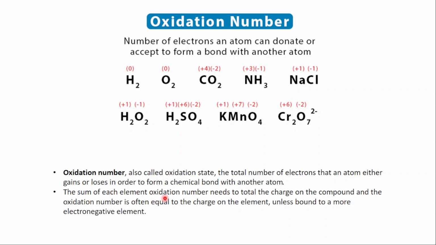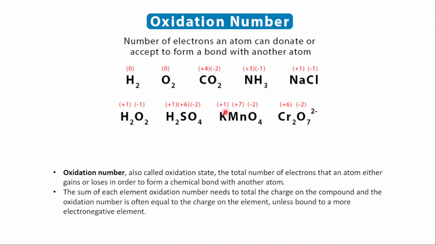The sum of each element's oxidation number needs to total the charge on the compound, and the oxidation number is often equal to the charge on the element unless bound to a more electronegative element. Suppose you take for an example KMnO4. K, potassium, is +1, Mn is +7, and O is -2, and there are four atoms of O. So the total charge on the molecule is 0 because this is an uncharged species.